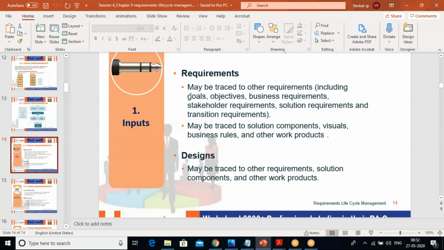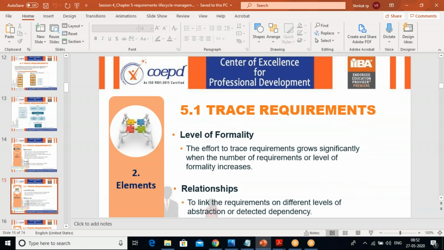Requirements may be traced to other requirements including goals, objectives, business requirements, stakeholder requirements, solution requirements, and transition requirements. They may also be traced to solution components, visuals, business rules, and other work products. Designs may be traced to other requirements, solution components, and other work products. That means we will consider how the requirements and designs have been defined, and from there we take trace requirements forward.